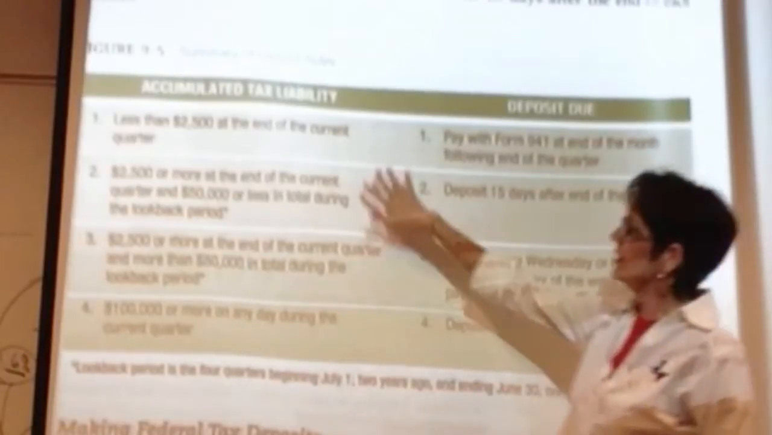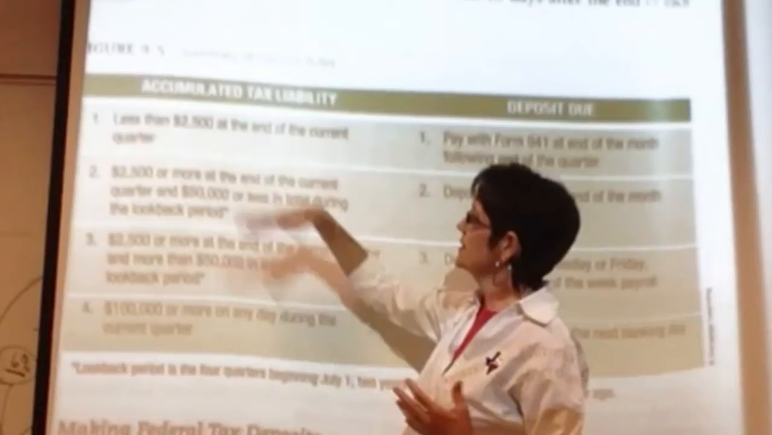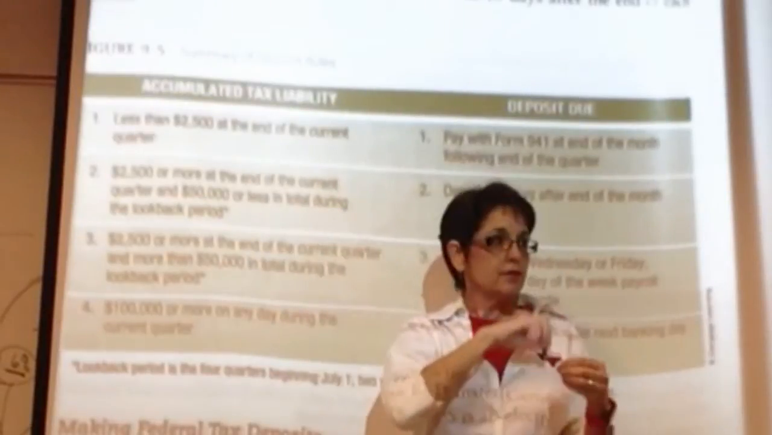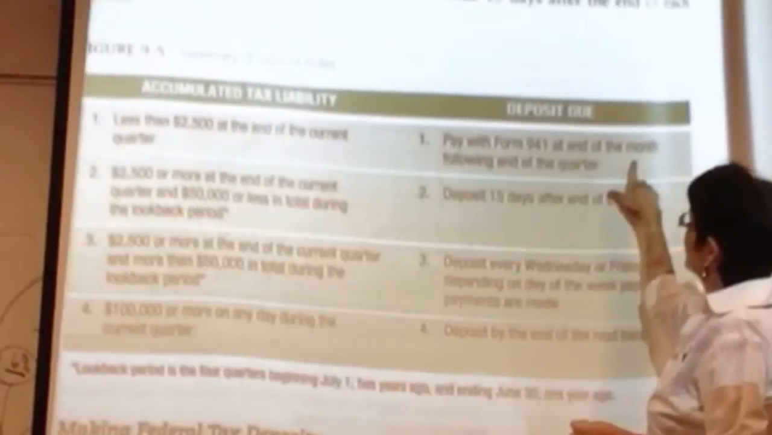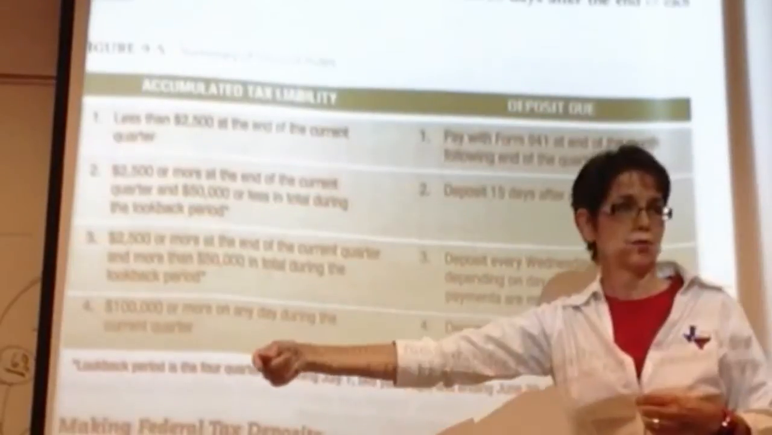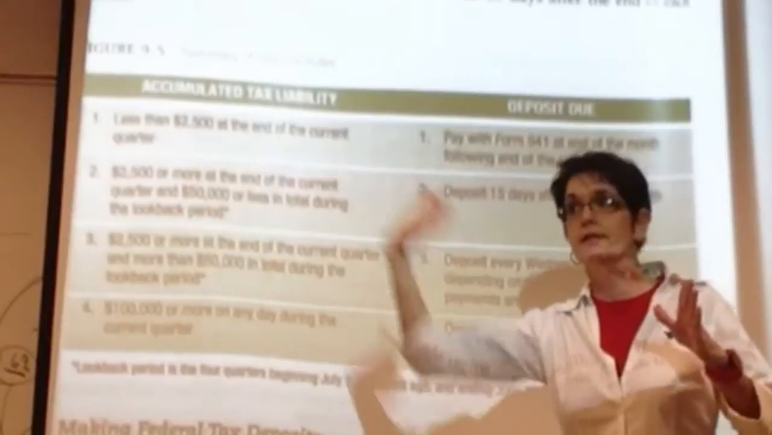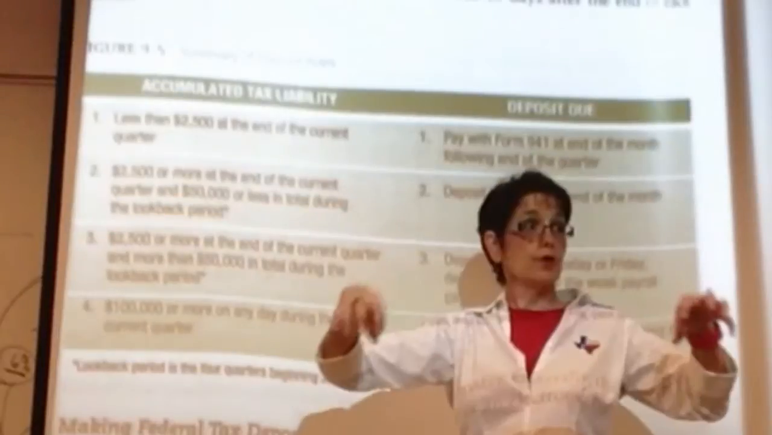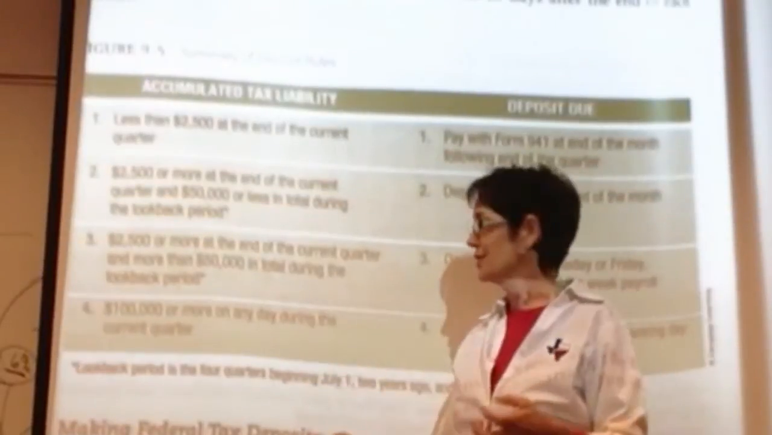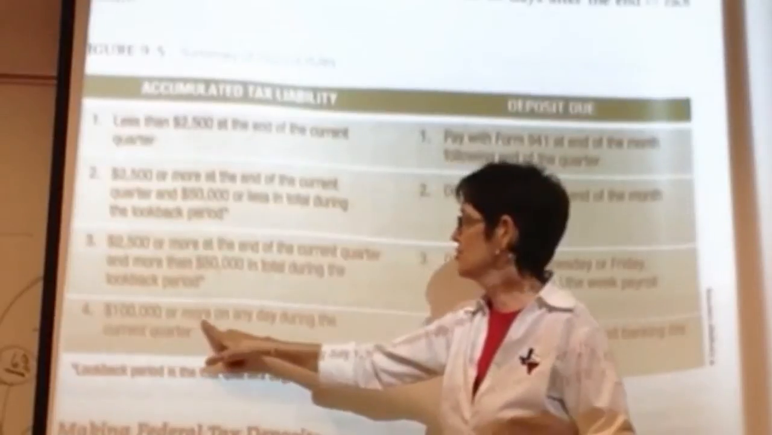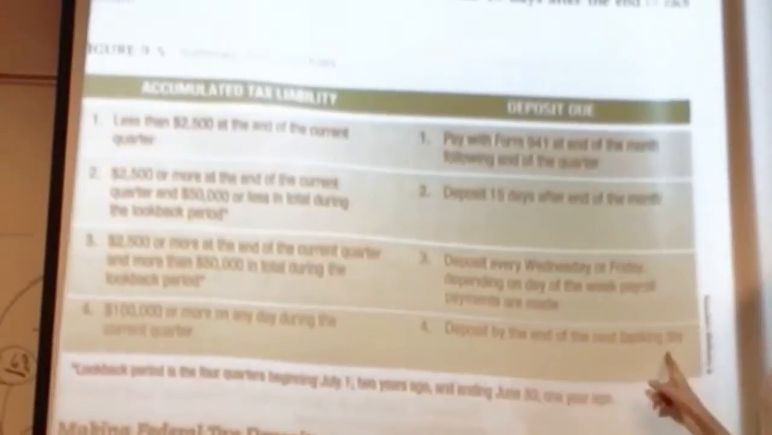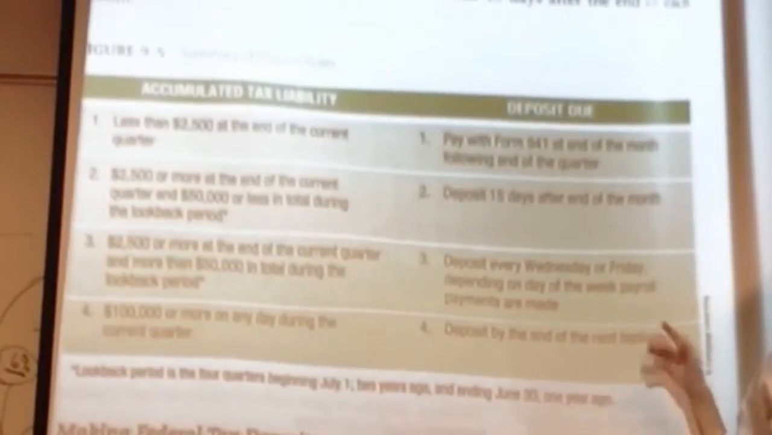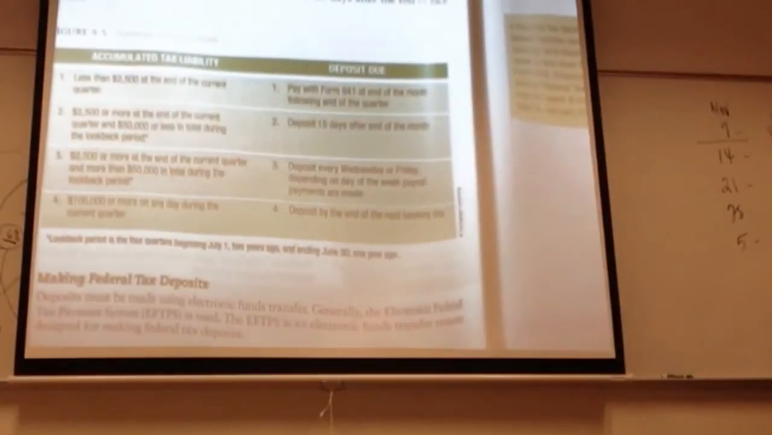So let's say you're in a business and you've accumulated less than $2,500 in all of your payables. Then they want you to pay that at the end of the month following the end of the quarter. That would be 3 months, the end of that next month after that third one. But look down here, if your payroll liabilities, all of those things that you owe, is 100,000 or more on any day, they want you to deposit it by the end of the next banking day. So it depends on how big it is and when it has to go in. And there are all of these forms and things that have to happen.